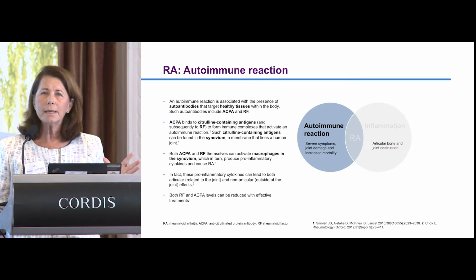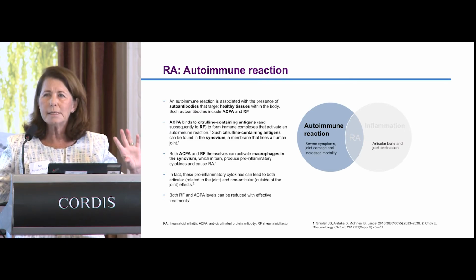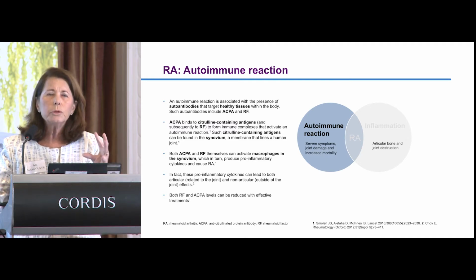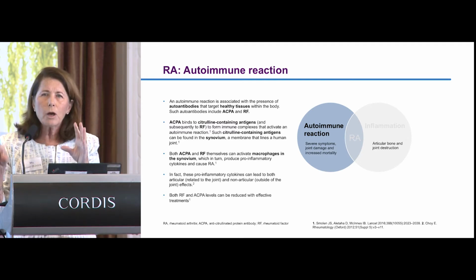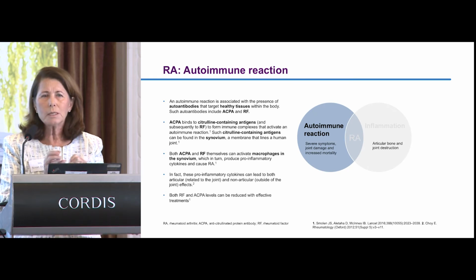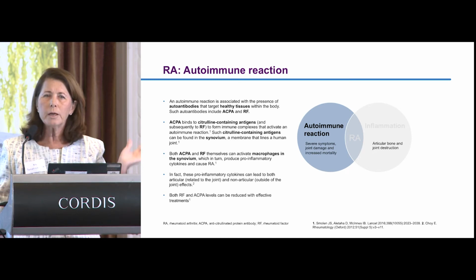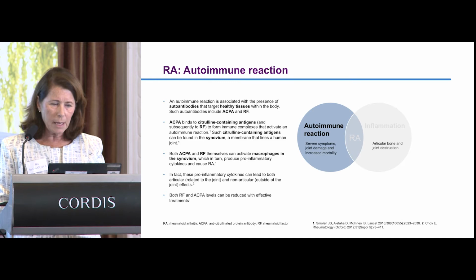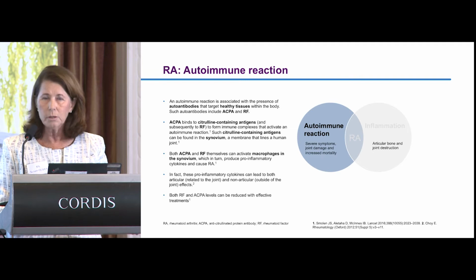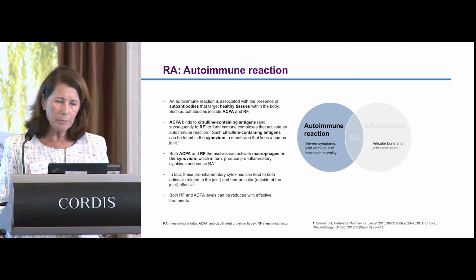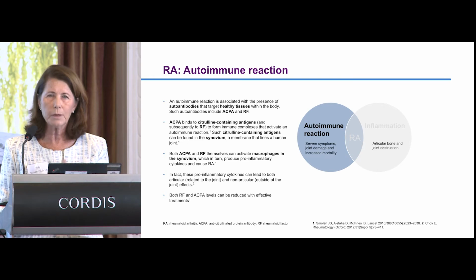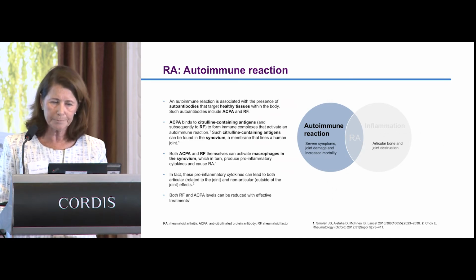I explain it as a bit like a firework. It's an inflammatory cascade. This autoimmune system starts firing off chemical messengers, a bit like hormones. Cytokines and their messengers are a bit like hormones. They then start other actions going on, and this firework of inflammation starts. In fact, pro-inflammatory cytokines can lead to this articular damage and also non-articular damage that we see. Both rheumatoid factor and ACPA levels can be reduced with effective treatment, and that's what we're looking at. We need to bring down those inflammatory processes.